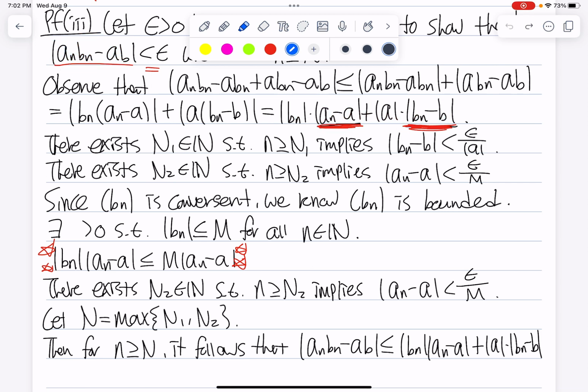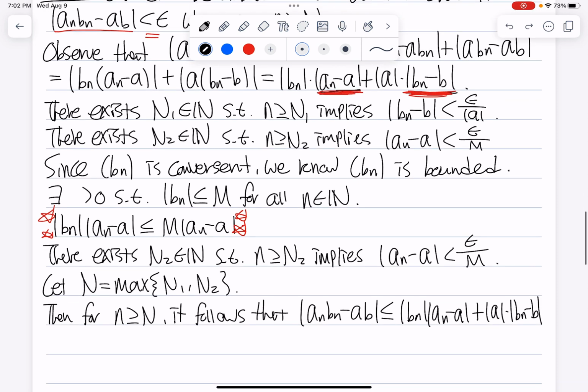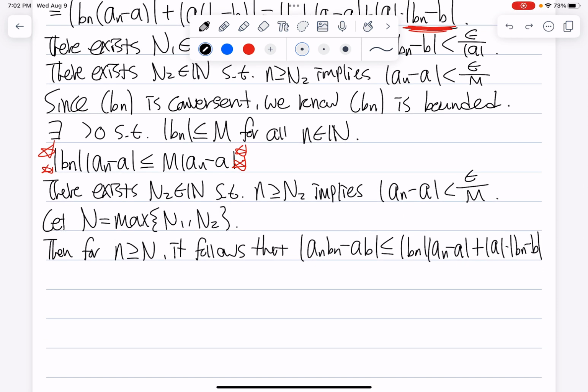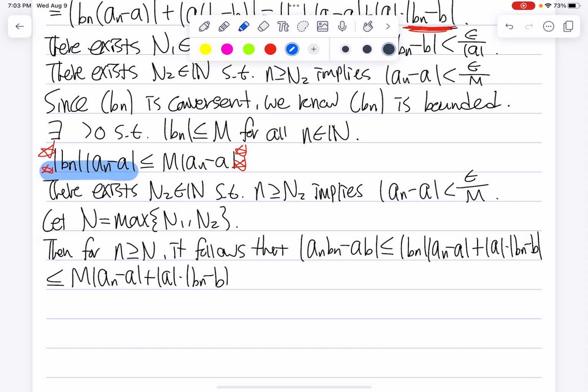All right. Well, we know that this is less than or equal to M times |an − a| plus |a| times |bn − b|. And this comes from this part above here. We saw that M was the bound for the absolute value of bn. So replacing |bn| with M yields this inequality we have here. All right, we're almost done.